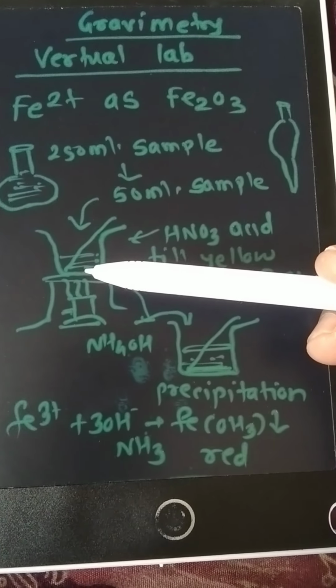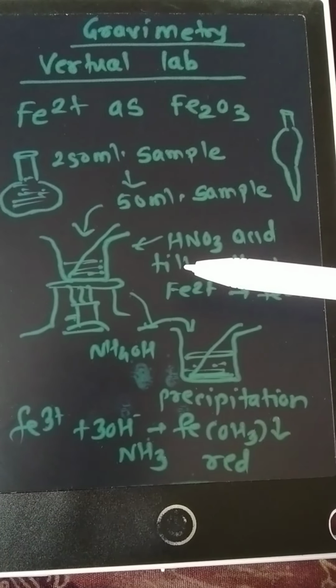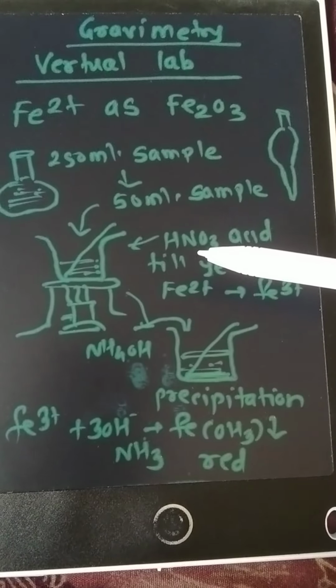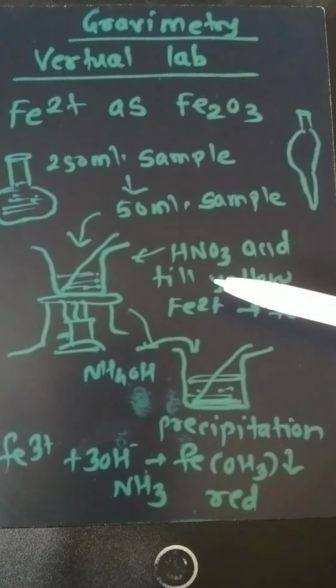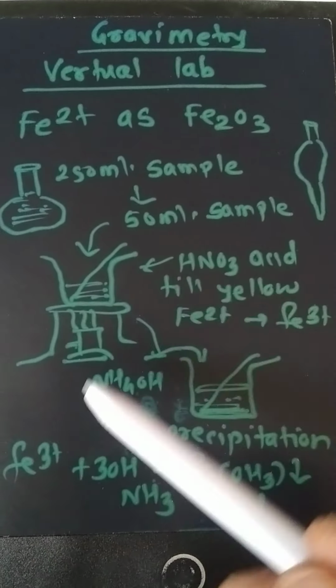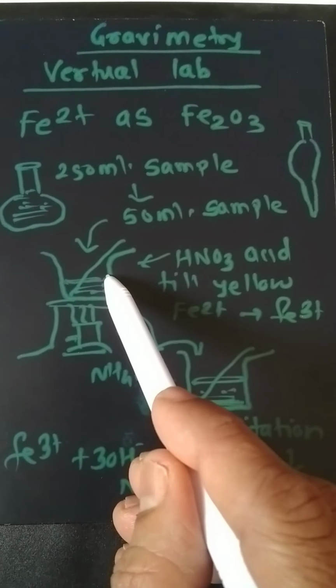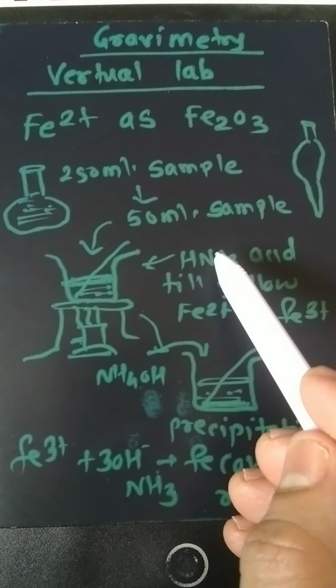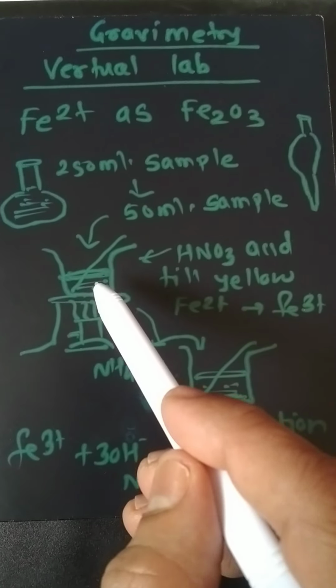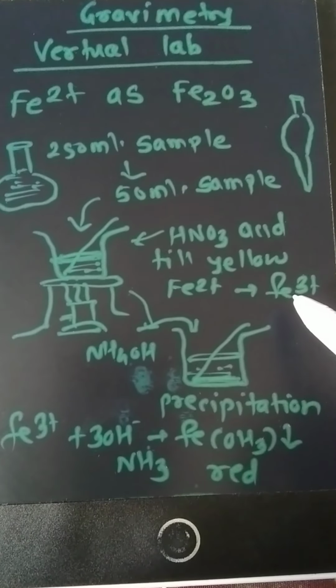On a burner that solution is heated, and after heating nitric acid is added to convert that Fe2+ to Fe3+ by oxidation, till yellow color. This 50 ml solution is heated with some amount of distilled water, and by addition of 2-3 ml of nitric acid, HNO3, Fe2+ gets converted to Fe3+.